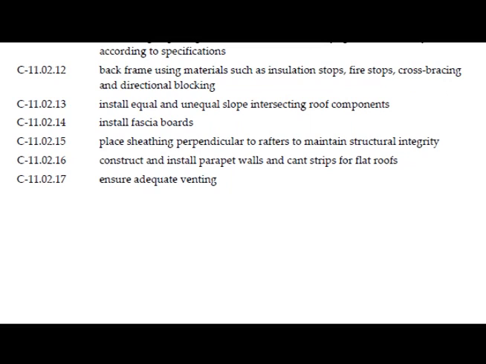So on complicated roofs, you can be pretty safe to say that there's probably going to be no more than, at the most, if any, one question on the exam regarding unequal slope intersecting roof components, because it's not mentioned very much. It's the only spot that it's mentioned in the document.